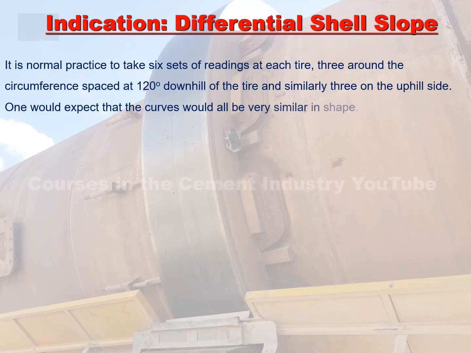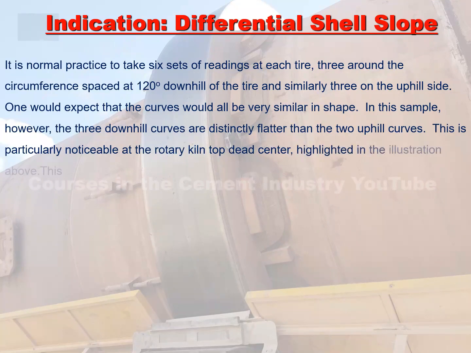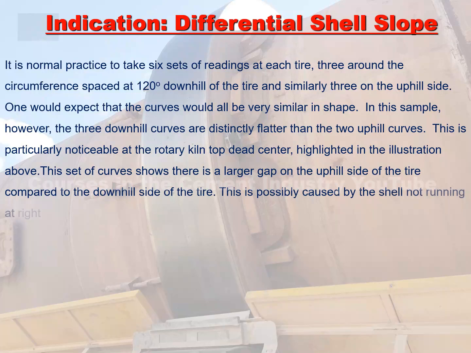One would expect that the curves would all be very similar in shape. In this sample, however, the 3 downhill curves are distinctly flatter than the 3 uphill curves. This is particularly noticeable at the rotary kiln top dead center, highlighted in the illustration above. This set of curves shows there is a larger gap on the uphill side of the tire compared to the downhill side of the tire.